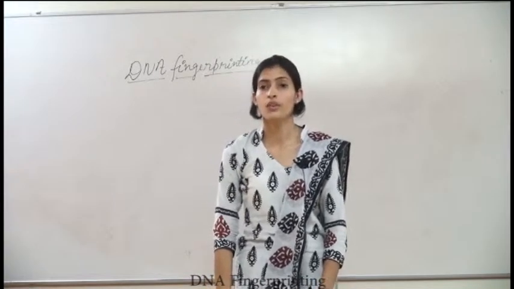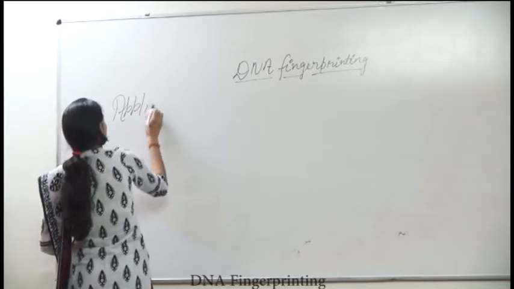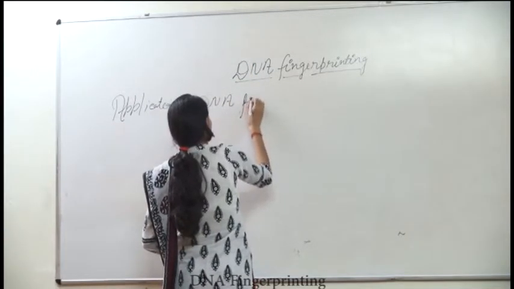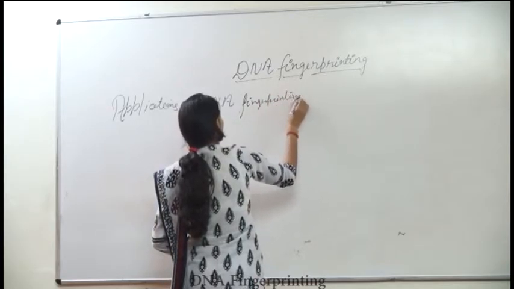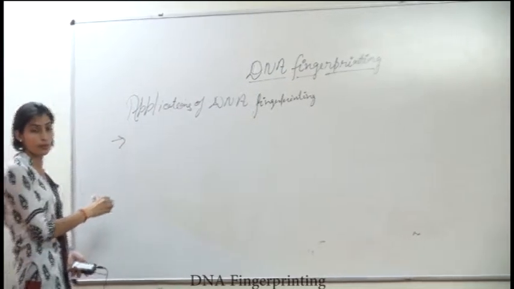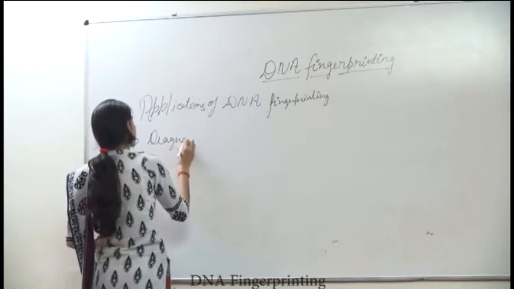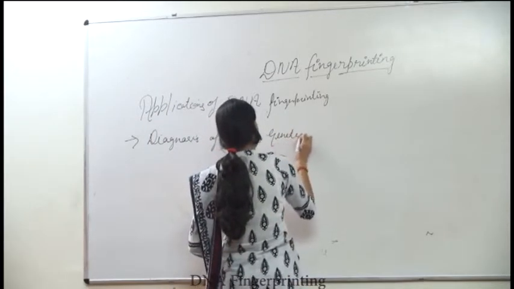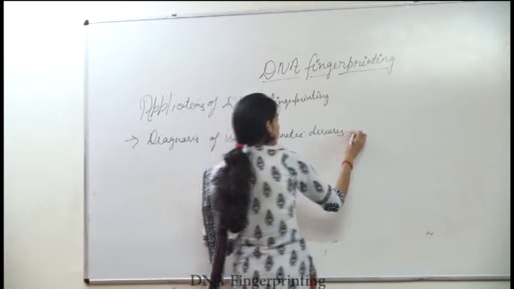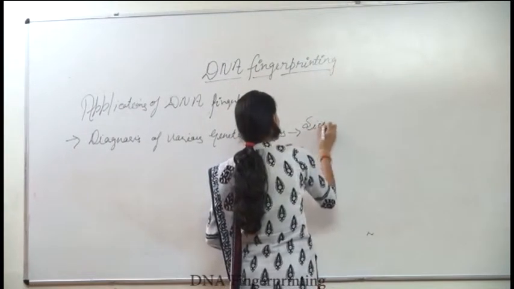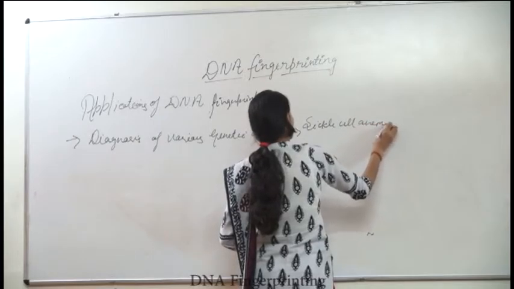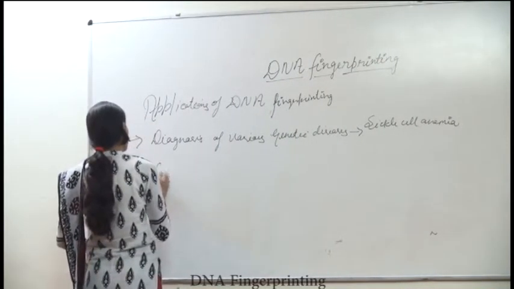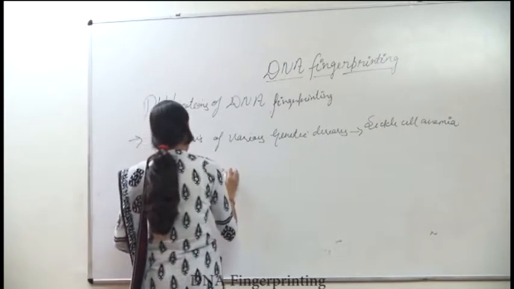How can we use DNA fingerprinting? What are the applications of DNA fingerprinting? First, we can use DNA fingerprinting for the diagnosis of various genetic diseases. Certain diseases that are diagnosed with the help of DNA fingerprinting are sickle cell anemia, and some other diseases can also be identified. The third application, which is most important, is that we use DNA fingerprinting in forensic or criminal cases.